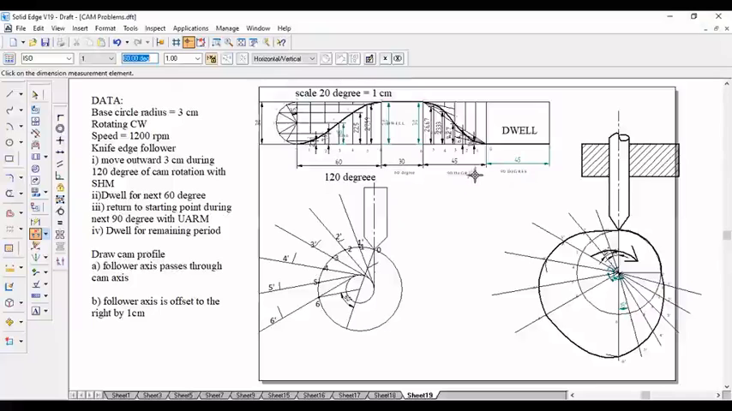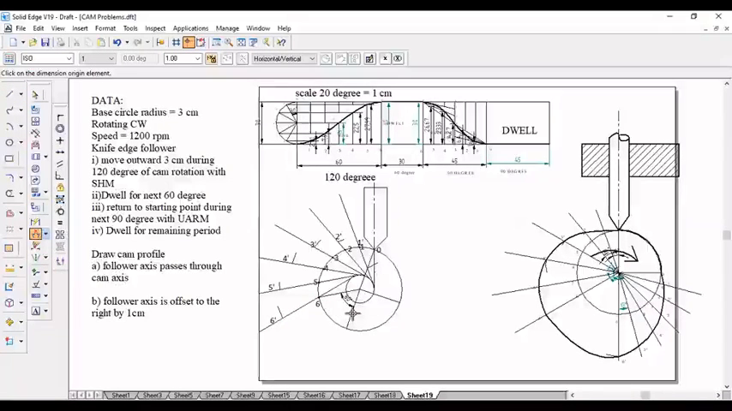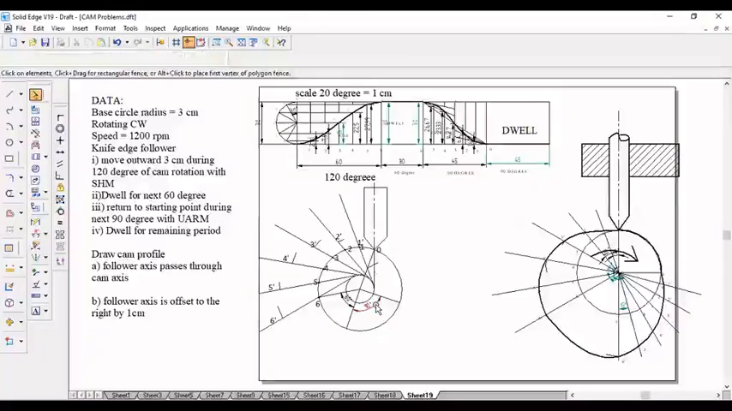Now, after this, it is dwell, so do not do anything. You just leave it. This point is the next one. There is a return, that is UARM, whatever. The angle is 90 degrees. So again, from this particular point, I'll draw one more line, which is having an angle of 90 degrees. Just ignore the angle I'm giving there. Do not extend this. You just draw till this point. If you want, you can check the angle. This will be 90 degrees. So I'm just deleting this angle.